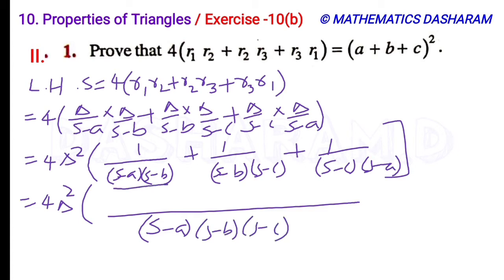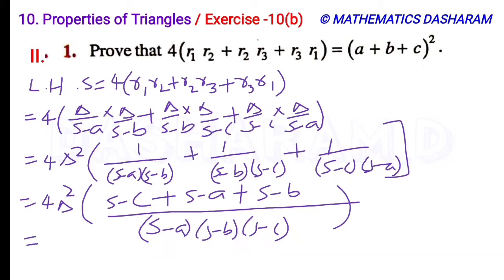Here S minus A, S minus B there. Then the remaining term is S minus C. So S minus C into 1 is S minus C. Here S minus B, S minus C. So the remaining term is S minus A. So here S minus A. Then here S minus B.